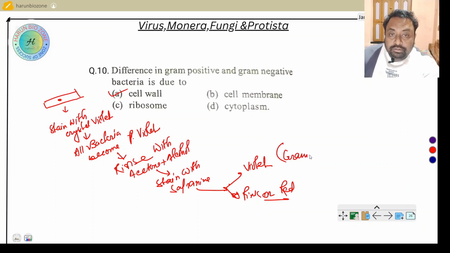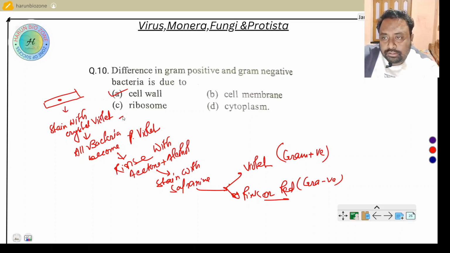Gram positive means the bacteria retain the gram stain, and gram negative means they do not retain it. Why? Because in case of gram positive bacteria, highly negatively charged teichoic acid is present, and crystal violet is positively charged. So crystal violet is tightly attached or bound with the teichoic acid in gram positive bacteria. So the stain is fixed.